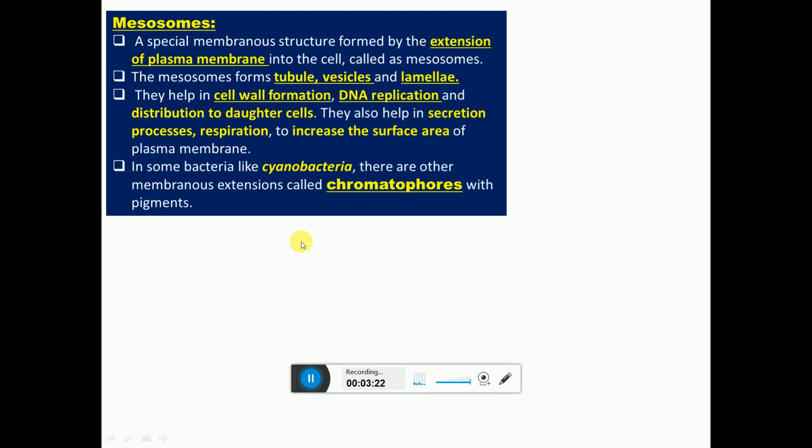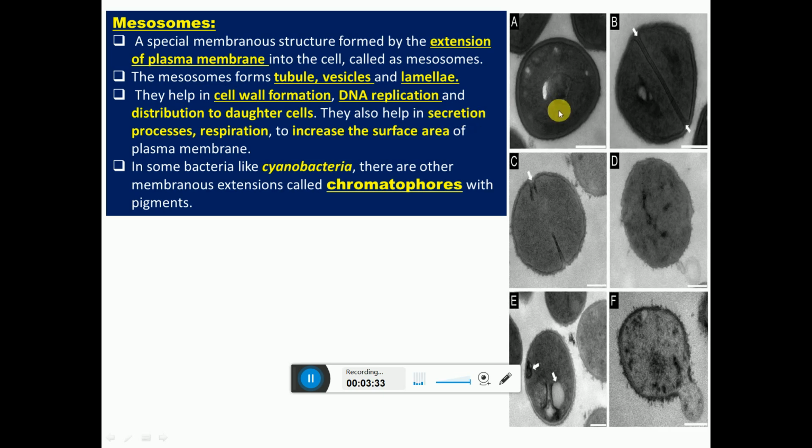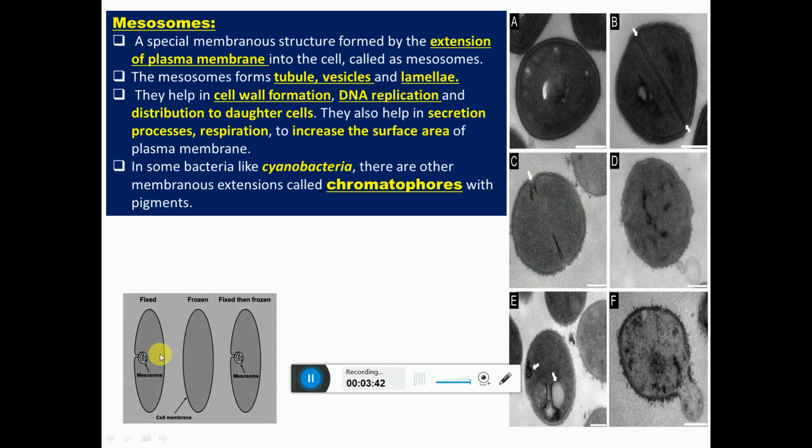The next part is the mesosomes. Mesosomes are a special membrane structure formed by extension of the plasma membrane into the cell. You can see the extension inside the cytoplasm from the inner plasma membrane. In this figure also they form a vesicle. The mesosomes are either tubular, vesicular, or lamellar. They form tubule-like structures, sac-like structures, and branched sac-like structures called tubules, vesicles and lamellae. These are three types of mesosomes.